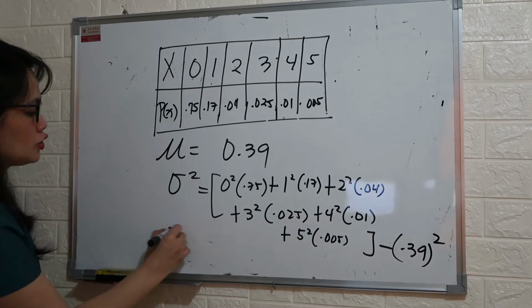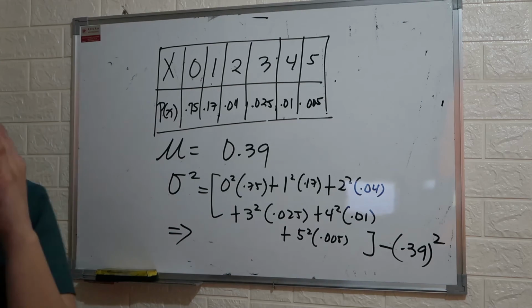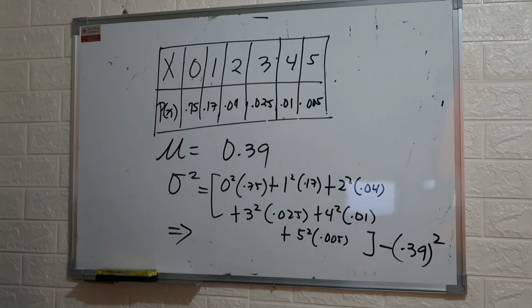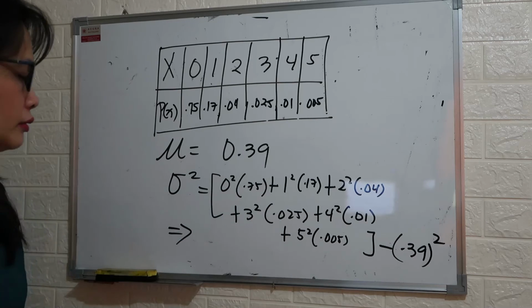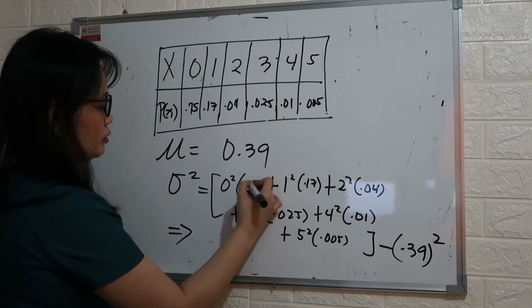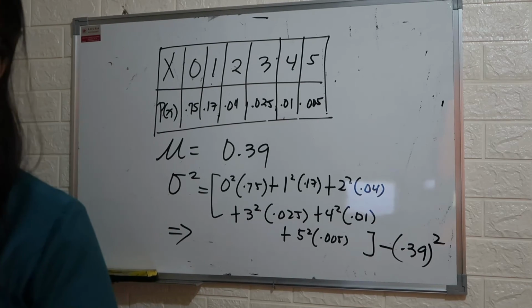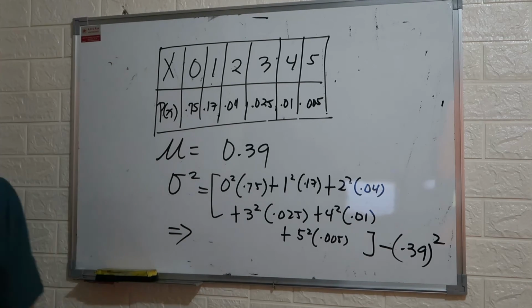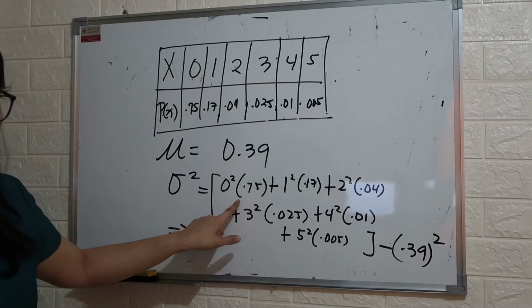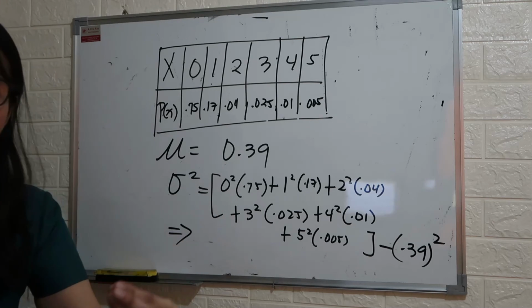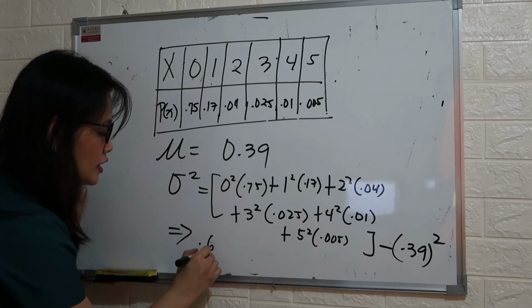So therefore, what is your variance? Just use a calculator to answer this one. So what will be the answer? 0.6879. Okay, so that will be your variance, 0.6879.